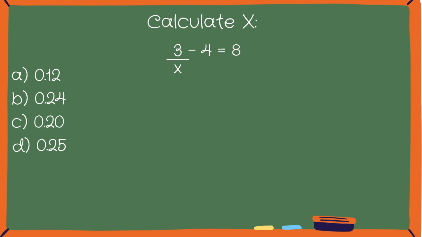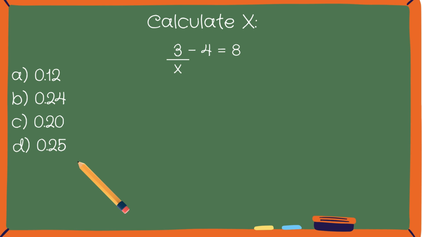What is the value of x? I have 3 divided by x, which is a fraction, minus 4 equals 8. It's an equation. So, let's solve the equation. What is the value of x? The options are these. Alternative A, 0.12, B, 0.24, C, 0.20, or D, 0.25. Which will be the correct answer?